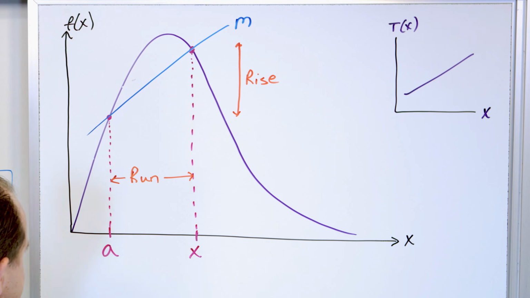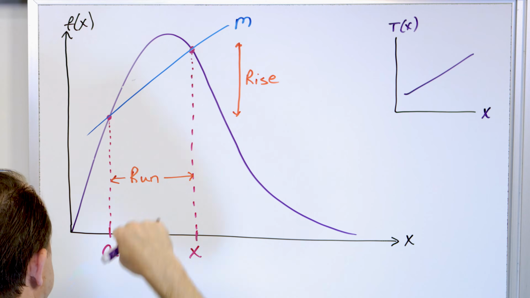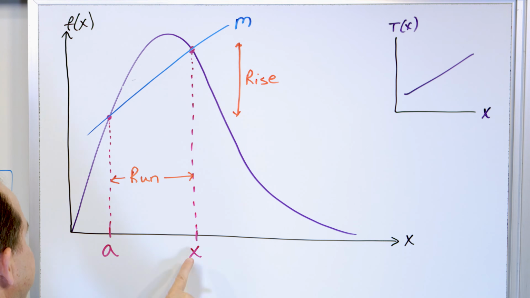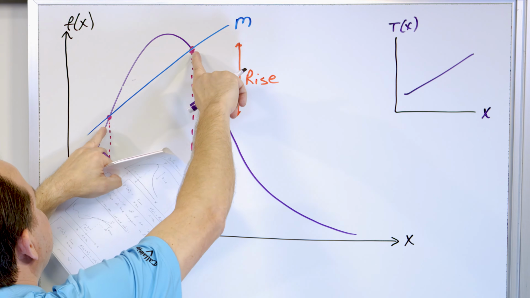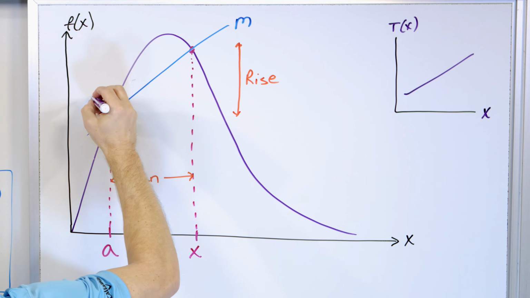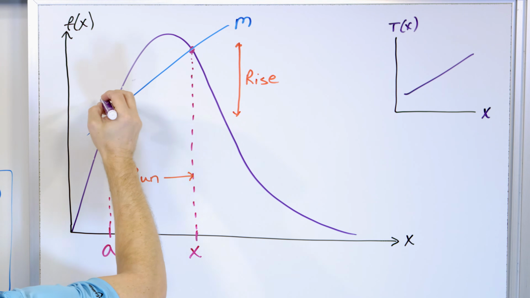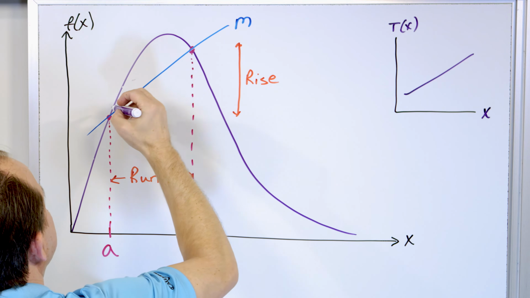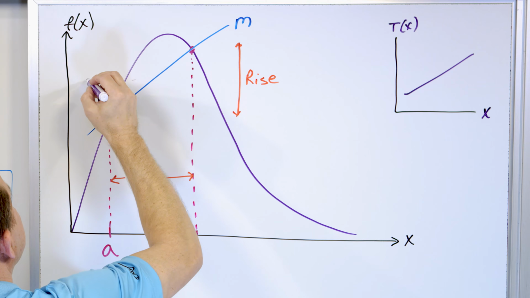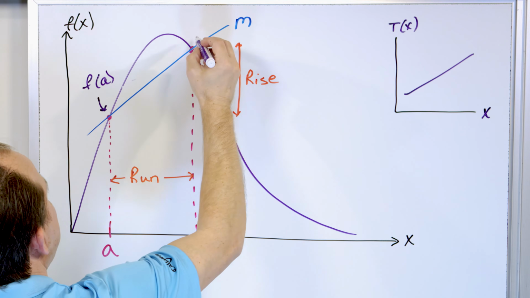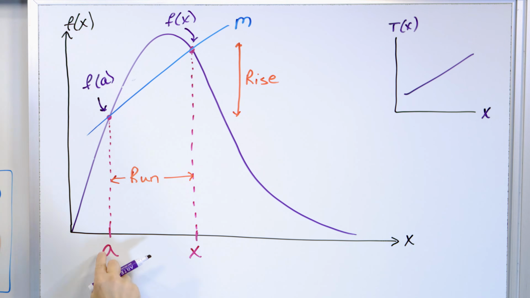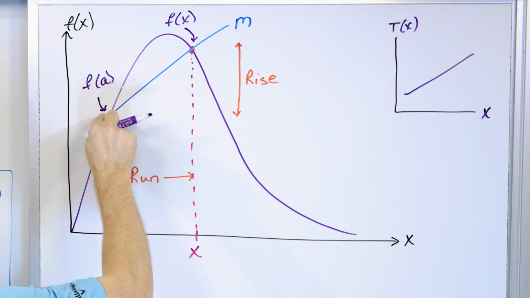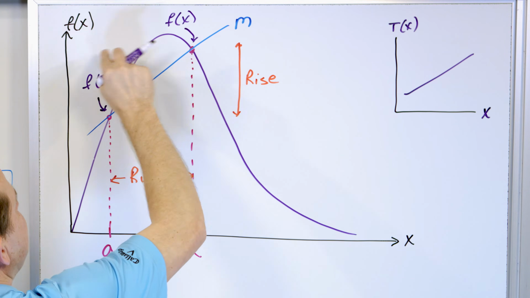And what I would say is, well, what is the rise anyway? Well, if this is the point x and this is the point a, if I want to figure out the values of the function here, this right here is f of a. And this is f of x. So right here, this is f of a. And right here, this is f of x. I just take this value, stick it in the function, and then out comes the output. Stick this value in the function, out comes the output.